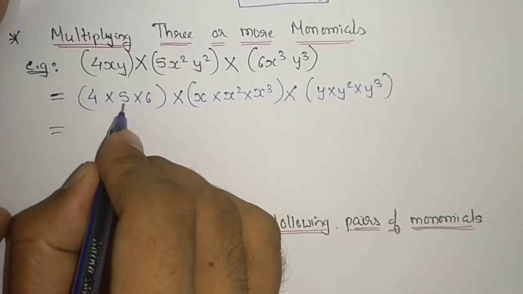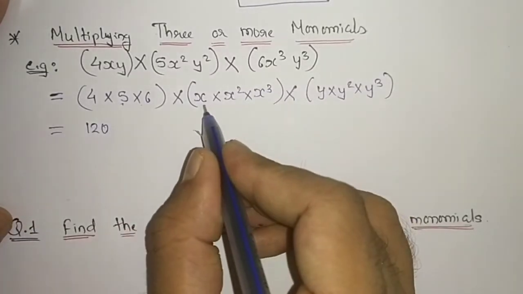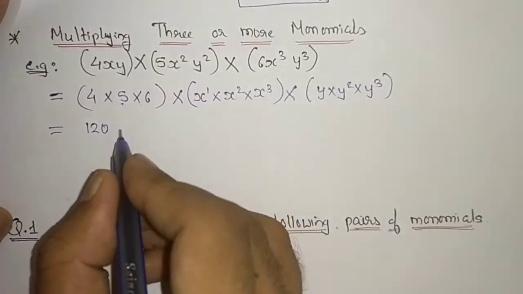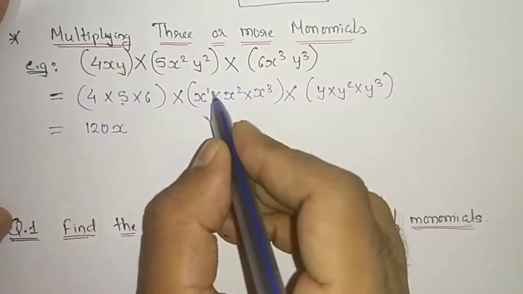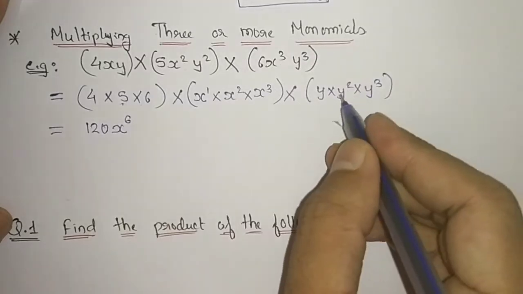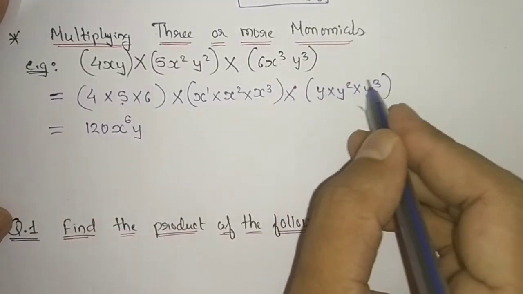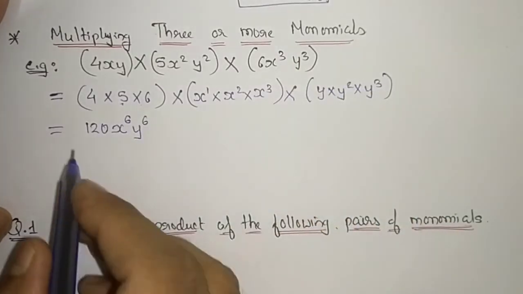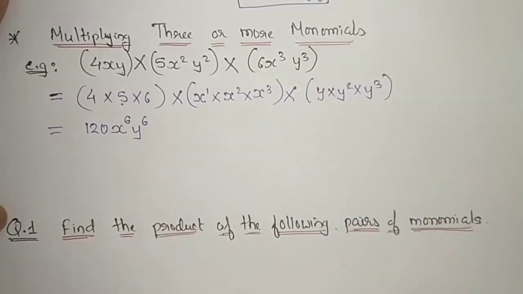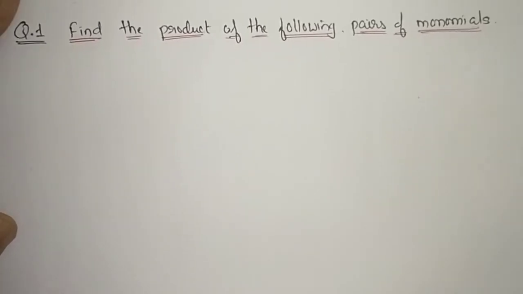6 fives are 30 and 30 times 4 is 120. Now here x is having power 1, and the bases are the same, so I will write x as it is and add the powers. 3 plus 2 is 5, plus 1 is 6. y is having the same base, so I will add the powers. So my answer will be 120 x raised to power 6 y raised to power 6. And this is how we are going to solve our question number 1.